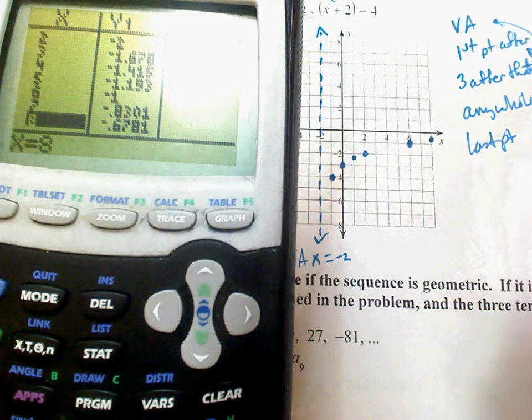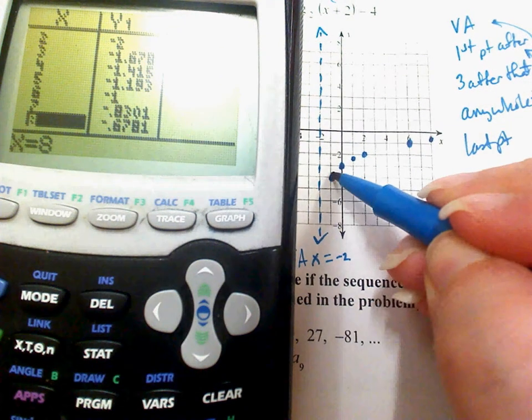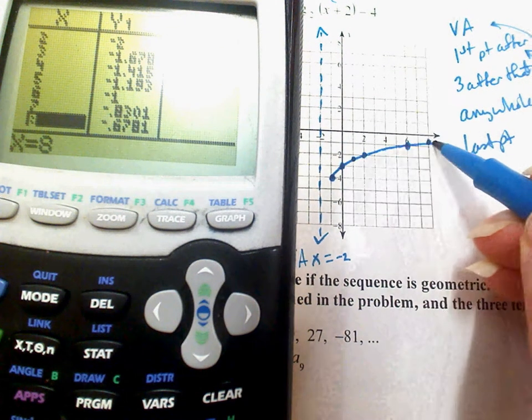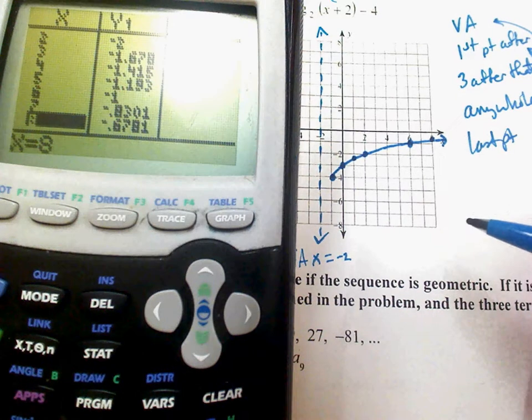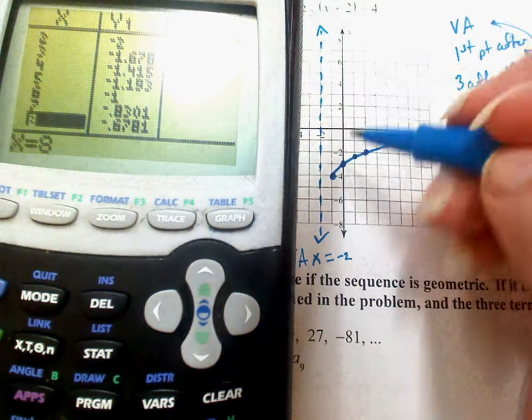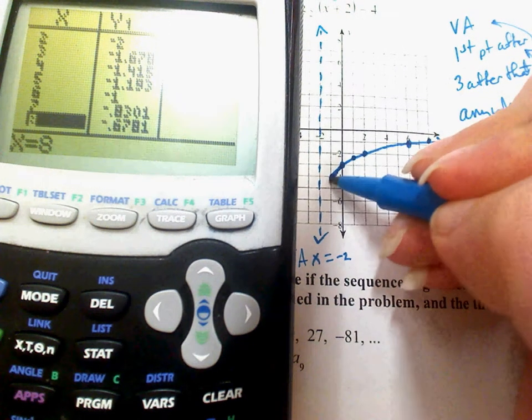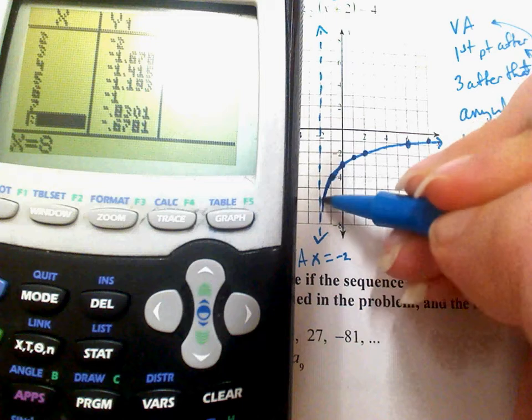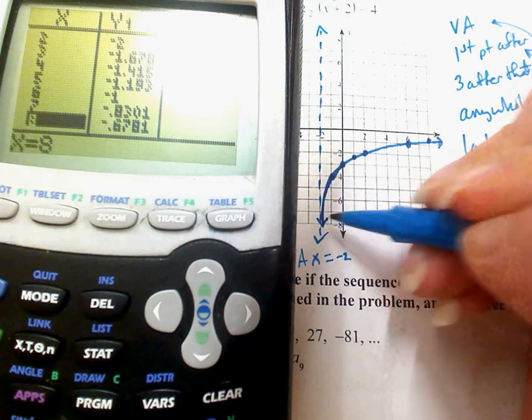So if I sketch, or if I connect, then I connect them like this. Please draw an arrow at the end of your graph, and don't forget that it actually does need to go towards that vertical asymptote. It's not there for no reason, so you need to go towards it, don't go past it. Draw an arrow at the end of your function.